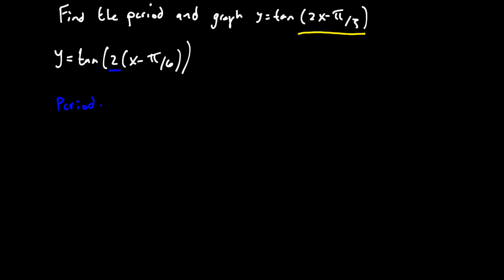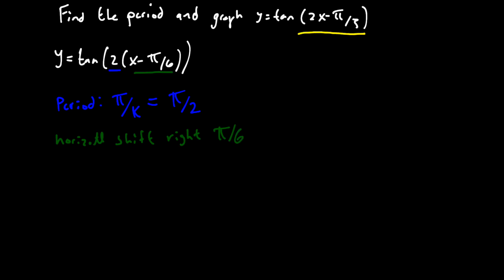And so the period is defined to be pi divided by k. And so this is going to be pi divided by 2. And this number over here tells us we're going to have a horizontal shift to the right by pi divided by 6 units.